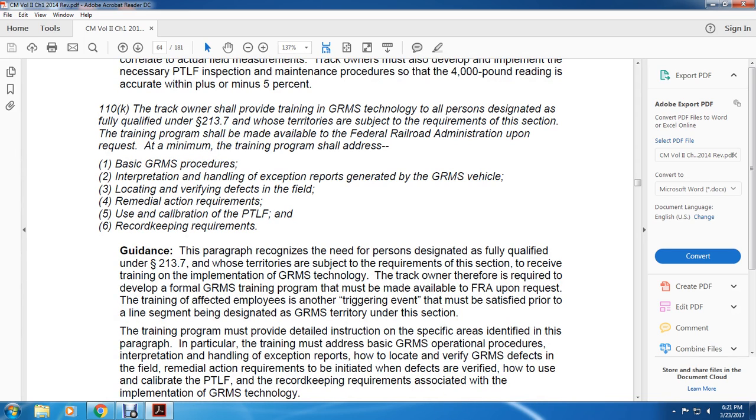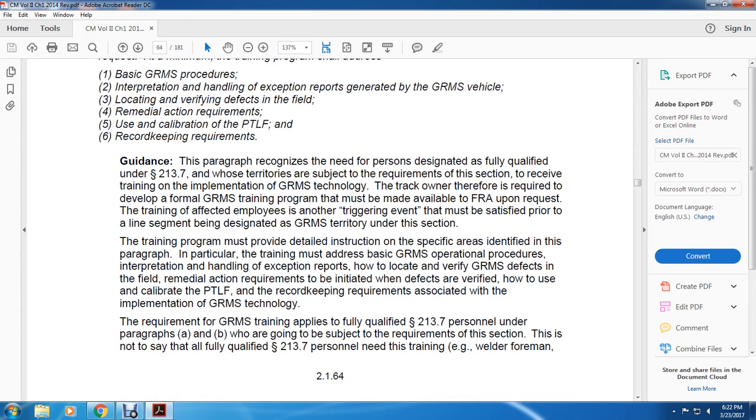Paragraph K: the track owner shall provide training for gauge restraint measurement system technology personnel designated as qualified under section 213.7 of the territories subject to the requirements of this section. The training program should be made available to the Federal Railroad Administration upon request. At a minimum, the training program should address the basic gauge restraint measurement system procedures, interpretation, handling exception reports generated by the gauge restraint measurement system vehicle, locating and verifying defects in the field, the remedial action requirements, use of calibration, the portable track loading fixture, and recording requirements.